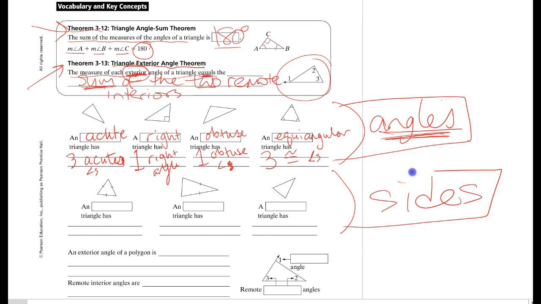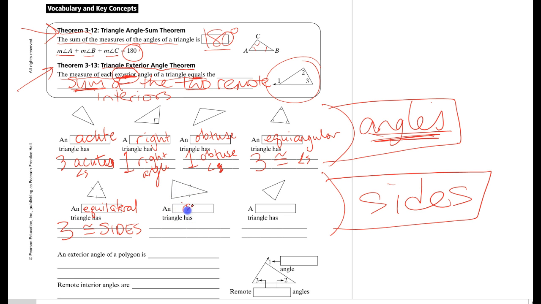How about by their side measurements? Well, if we have equilateral, you've heard that one before, then that has 3 congruent sides. See, I don't care about the angles anymore. Isosceles has 2 congruent sides, and scalene has 0 congruent sides.